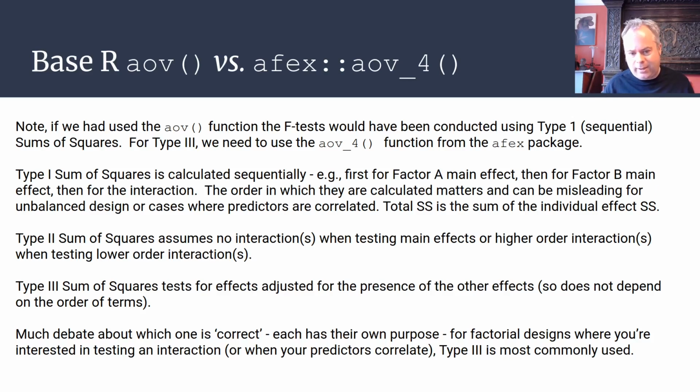If you speak to a statistician about this, and I'm obviously not a statistician, you'll realize there's quite a lot of debate about which one is technically correct. In a sense, each has its own purpose. But for the sorts of factorial designs that we are interested in building and understanding, where the main story is going to be in the interactions, type 3 sums of squares tend to be the ones most commonly used and reported. That is one reason why the aov_4 function in the afex package uses type 3 sums of squares by default. If you wanted to, you could override that by changing the default parameter.